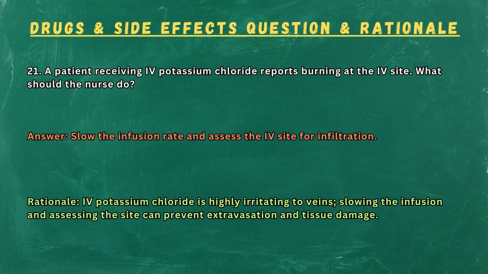21. A patient receiving IV potassium chloride reports burning at the IV site. What should the nurse do? Answer: slow the infusion rate and assess the IV site for infiltration.